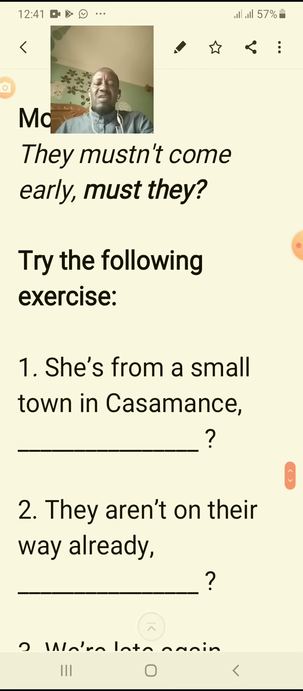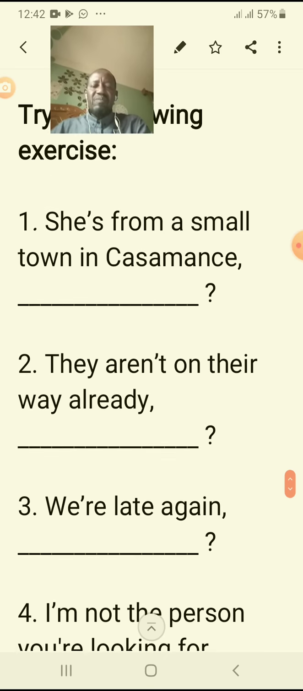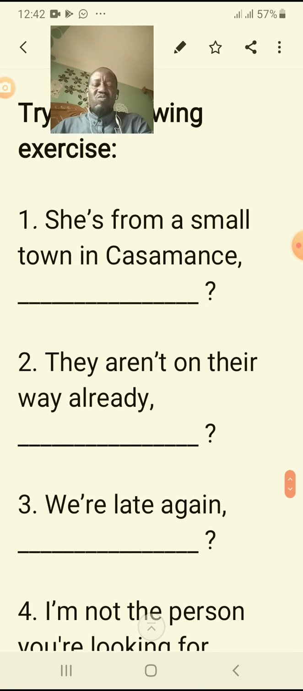Now we invite you to try the following exercises. We don't want your reply to be written. Just send me the audio of the tag. The exercises have been numbered from 1 to 20. So you are going to join your WhatsApp group and send me your replies, your tags, according to the numbers.